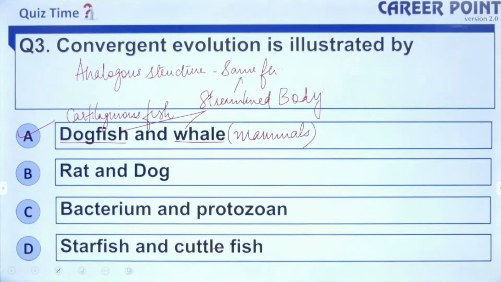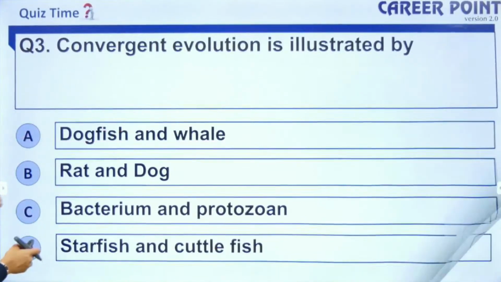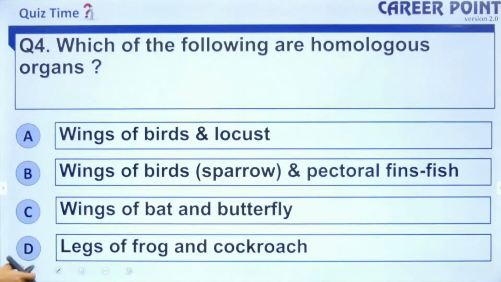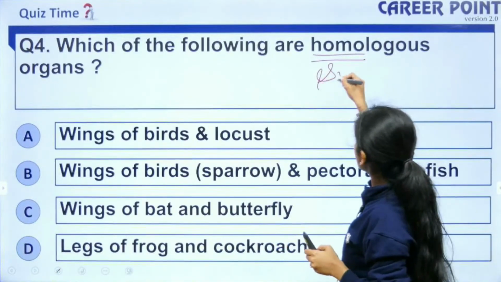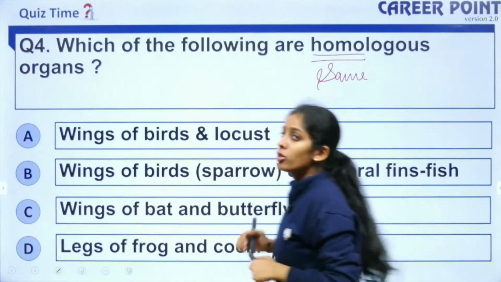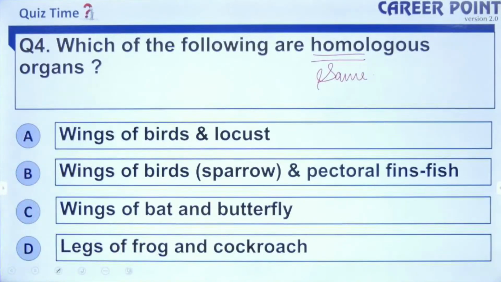Alright, yes Anthony, you're right. So the option is A. Fine. So Satyendra, did you understand how it is A here? Okay, so I'm going forward. Question number 4. Which of the following are homologous organs? Homo means same. So which of the following are examples of homologous organs?